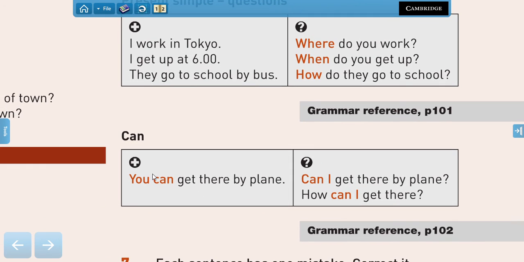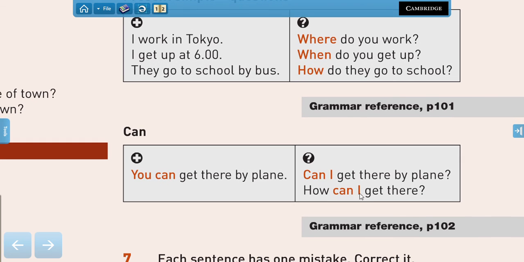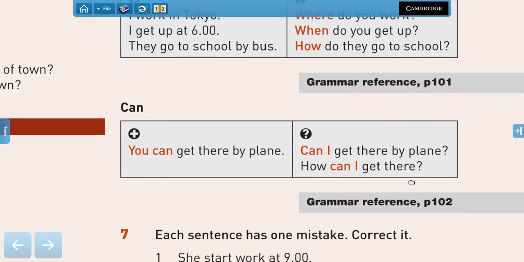We also talked about the word can, right? To talk about the possibilities you have to get to a place. So you can get there by plane, and the question form would be, can I get there by plane? Or how can I get there? Right? If you pay attention, this follows the exact same pattern of questions that I mentioned before. Auxiliary, subject, verb, and complement. Question word, auxiliary, subject, verb, and complement.